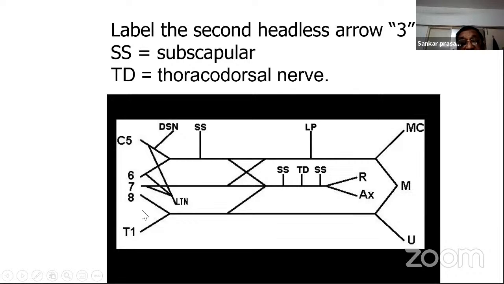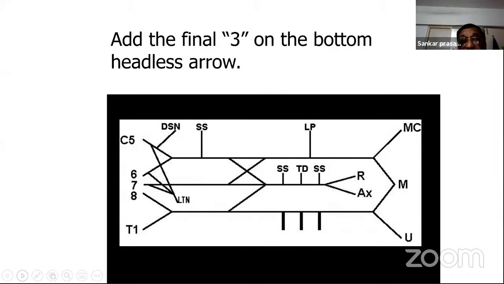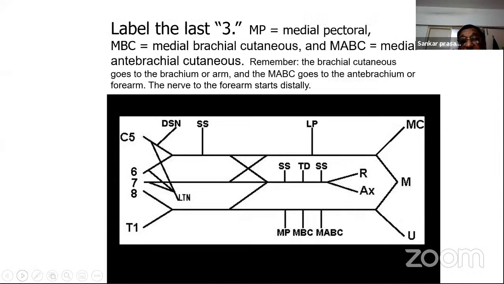Here comes the cutaneous, the C8, T1. We have the last three that will give us the medial brachial cutaneous, medial antebrachial cutaneous nerves, and medial pectoral nerve. You see, these are the cutaneous branches. So these are the three branches. So now we have all the nerves in the brachial plexus shown here.